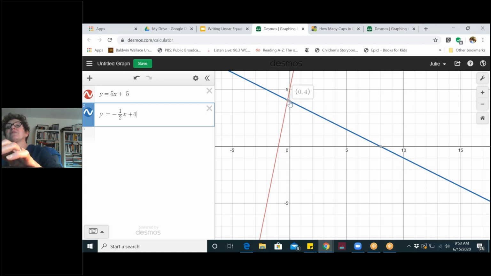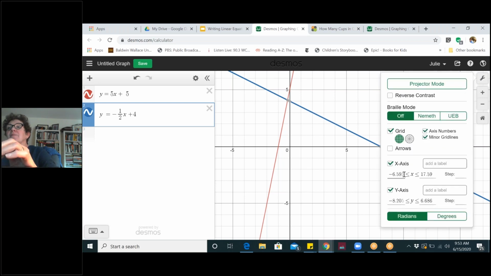And notice I'm calling it a starting point, and yet the line keeps on going over this way. And that's because I haven't told it. I can actually say, one second.